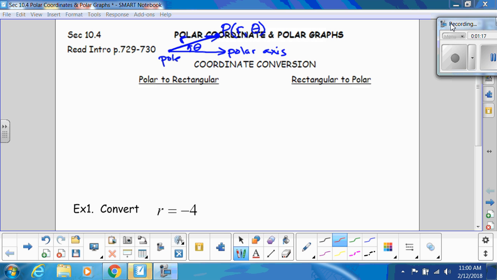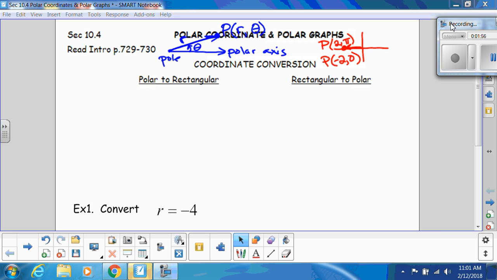So for example, if I wanted to talk about this point over here, let's say this is a radius of 2, and the theta is pi. That's one way to represent that point in polar. But another way is to think of it as a -2 radius, and it's at the theta 0, or it could even be 2 pi. So again, you got to keep in mind that there's many ways to think of that.